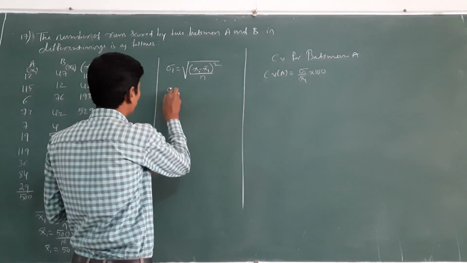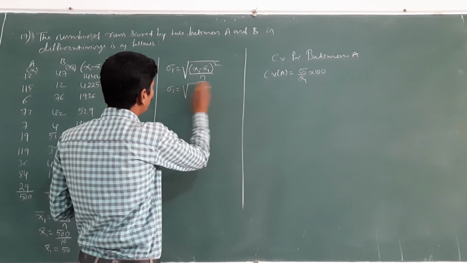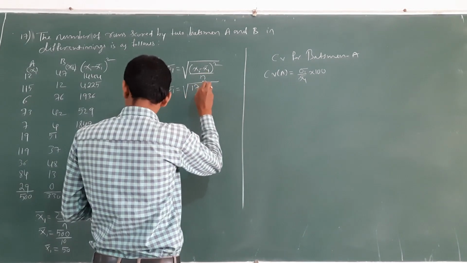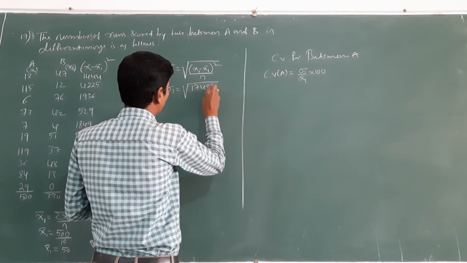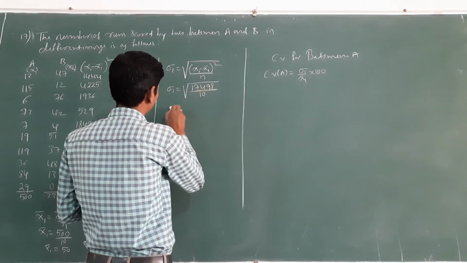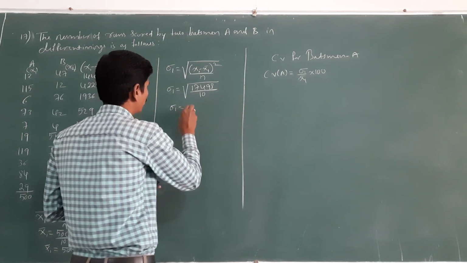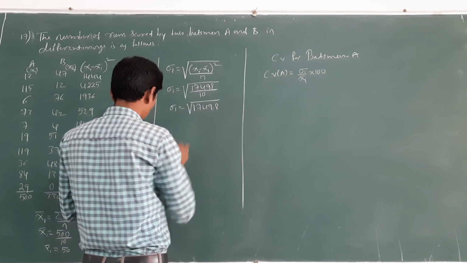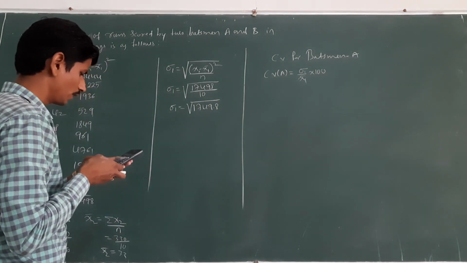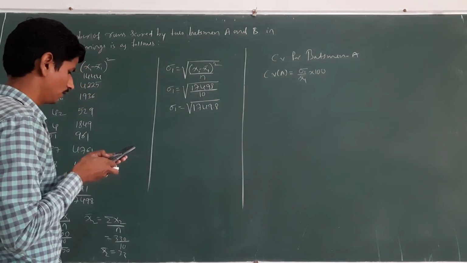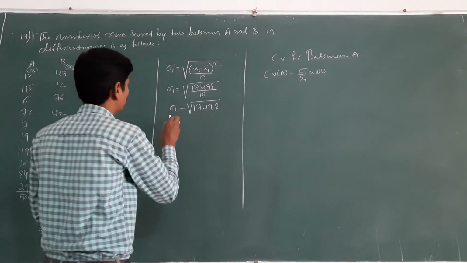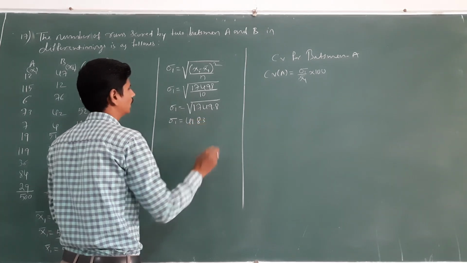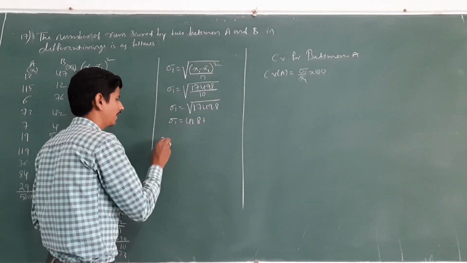Here sigma 1 equal to what? Under root of the sum of (x1 minus x1 bar) whole square divided by n, that is 17,498 divided by 10. Then sigma 1 equals under root of 1749.8, and its under root is 41.83. Sigma 1 equal to 41.83. The next we want sigma 2.